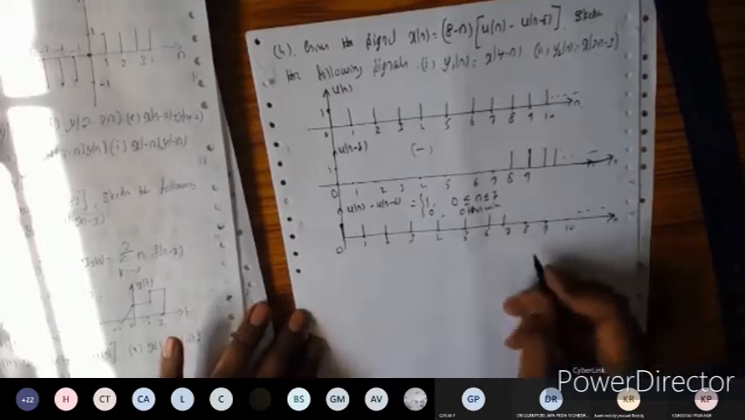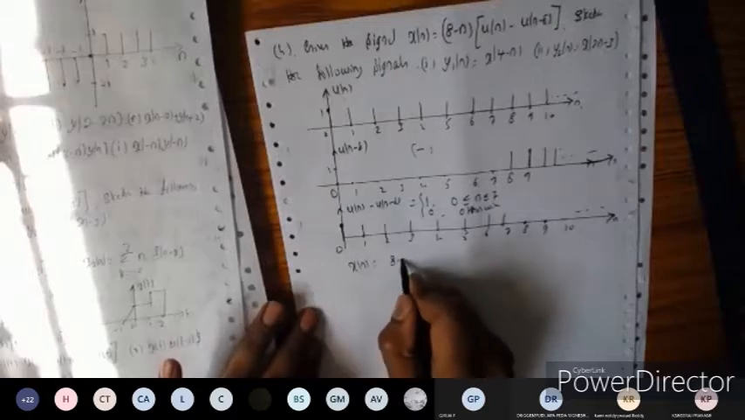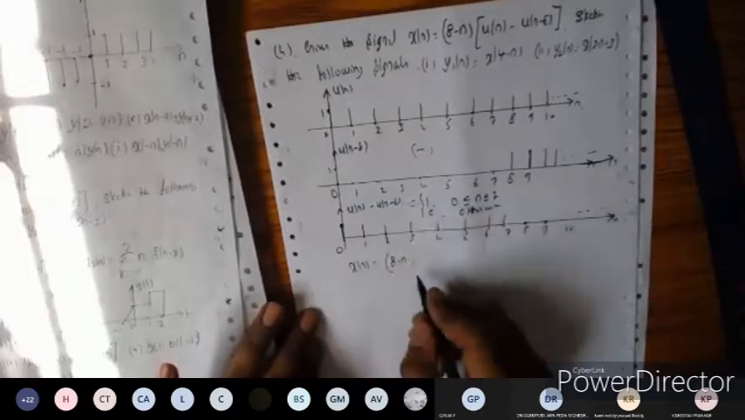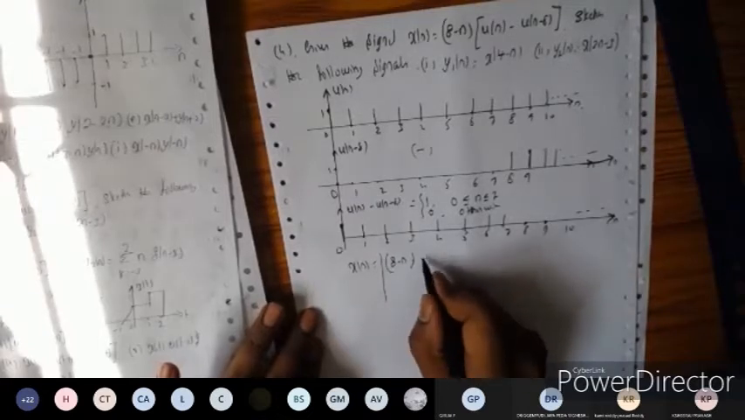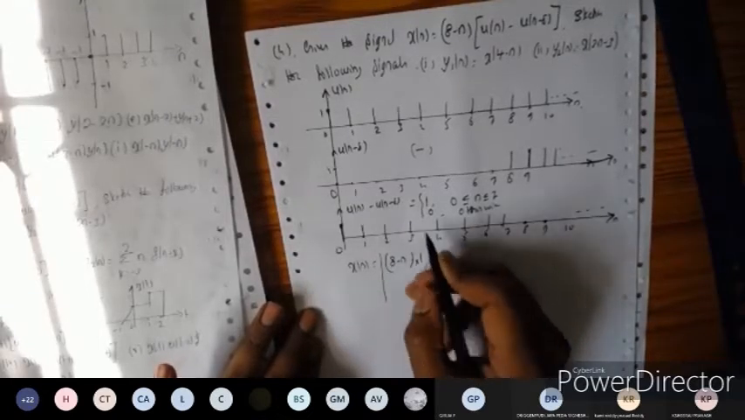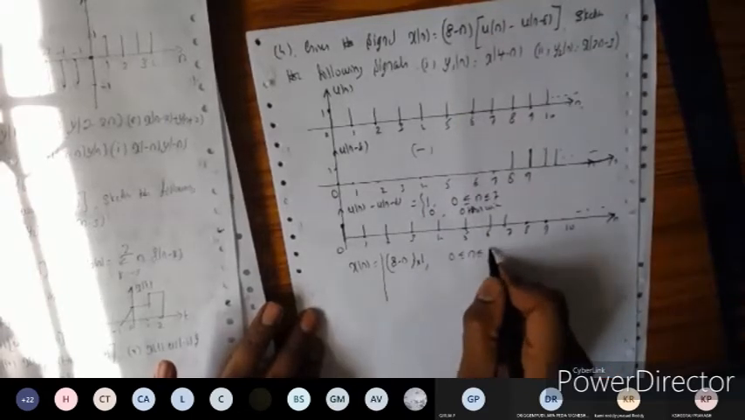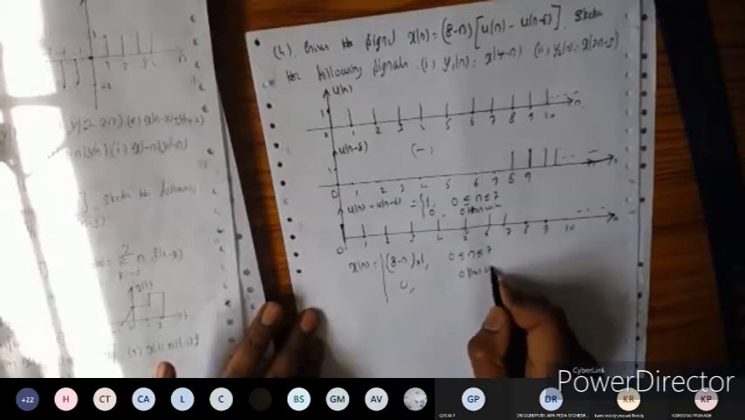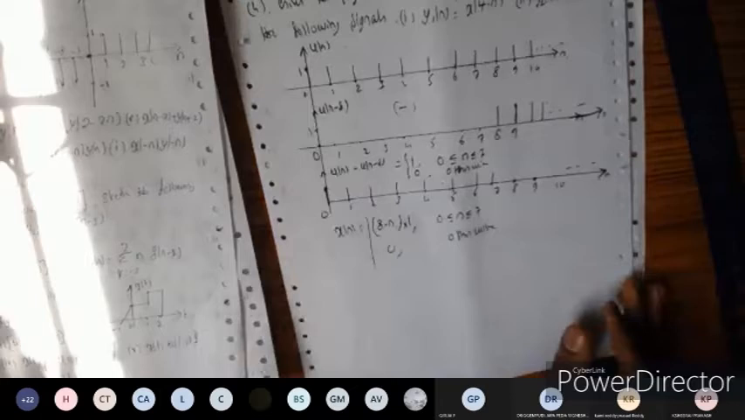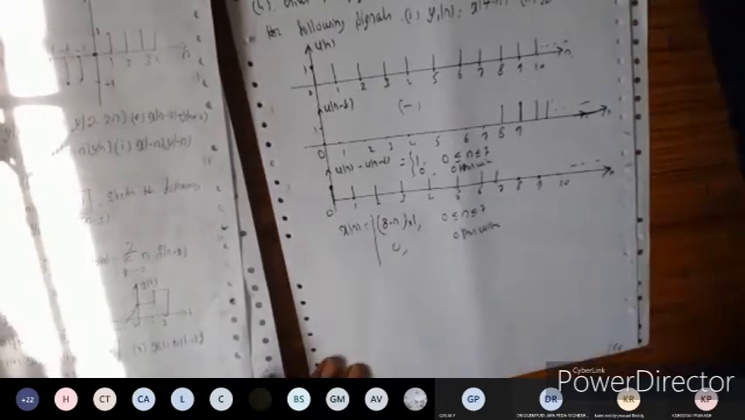So we can write x of n, since we got the values of u of n and u of n minus 8, is equal to 1, because this quantity is 1, from n equal to 0 to 7, and 0 for other values outside the above condition. So, done, right?